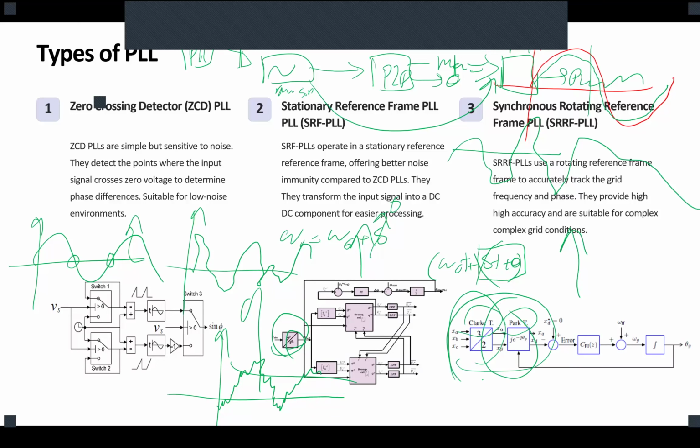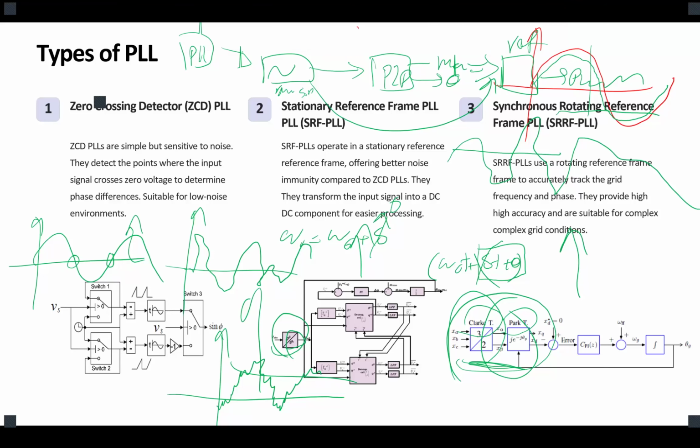By using these two transformations, they create a dynamic frame. So now our frame is not solid, not constant or stationary. It's actually a rotating reference frame. Meaning if you have an unbalanced grid, it would show itself in the frame and you adjust the frame based on the real condition in the grid. After you adjust the frame, you then try to calculate the difference of the frequency, if there is any.